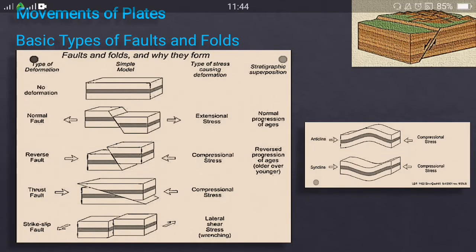So we have here an illustration of faults and folds and why they form. We have the type of deformation, the simple model, the type of stress causing deformation, and the stratigraphic superposition. When we say stratigraphy, it is the study of layered sedimentary rocks, wherein the principle of superposition is the undisturbed sequence of sedimentary strata or rock layers. So the layers on the bottom are the oldest, and the ones above them are the younger layers.